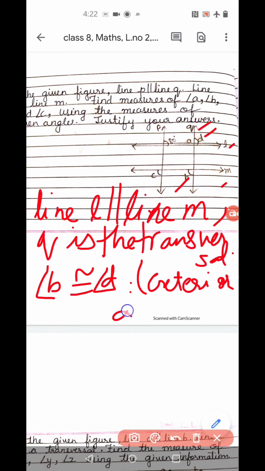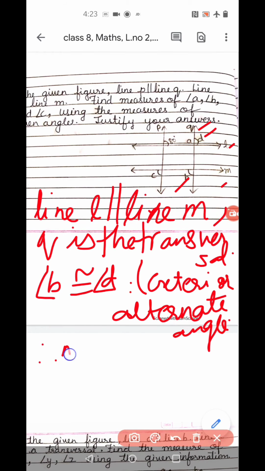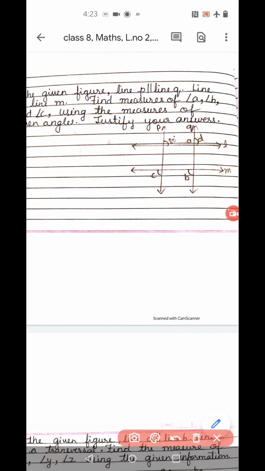Exterior alternate angle. So measure angle B is equal to measure angle D, which we have found out is 80 degrees. Therefore, measure angle B is equal to 80 degrees. So measure angle B we have also found out now.